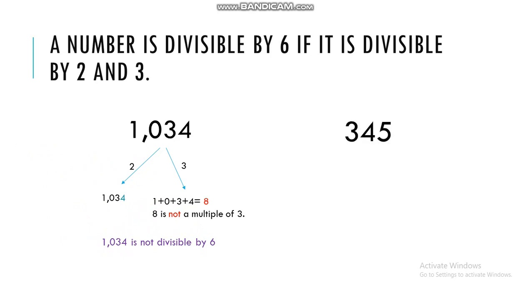Is 345 divisible by 6? Similarly, we need to check for 2 and 3. Let us start with 2. The unit digit in 345 is 5. 5 is not 0, 2, 4, 6, or 8, right? This means that this number is not even, so it's not divisible by 2. Not divisible by 2 means not divisible by 6, and we don't need to check 3.